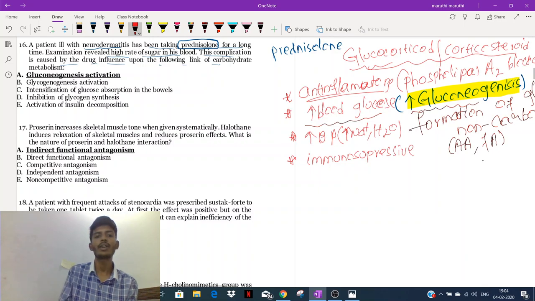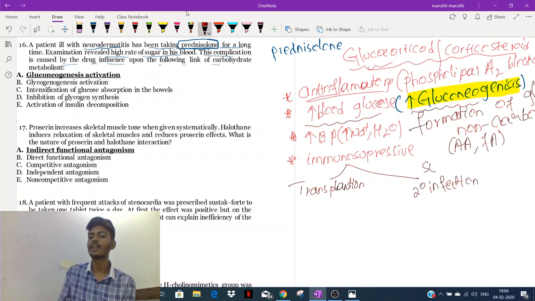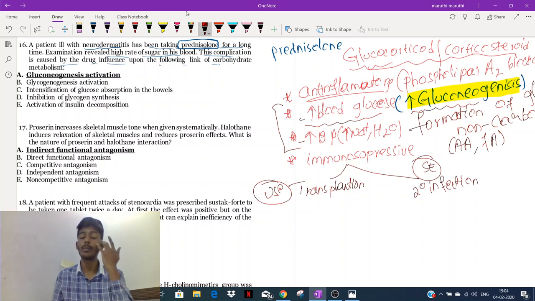If they are suppressing our immune system, there can be one use and one side effect. What is the use? We can use it in transplantation, to avoid the transplantation reaction. But what is the side effect? That will be secondary infection due to a weak immune system. So this will be the side effect and this will be the use. If I have a patient with a sudden decrease of blood glucose and blood pressure, I can directly push a corticosteroid. That would be useful.